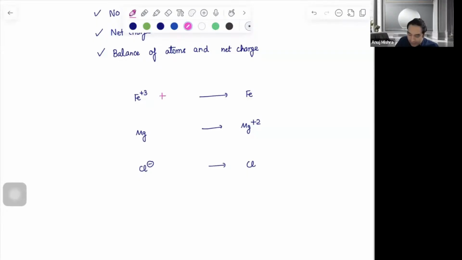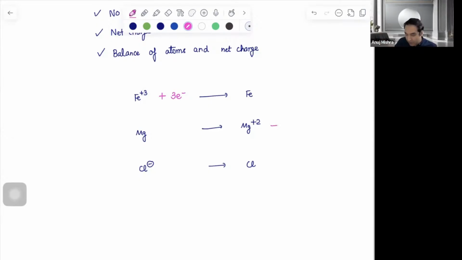By adding 3 negative charge of electron here, so that 3 positive and 3 negative will take care of each other. And this is our balanced equation. Is it okay? Now these equations are basically half equations, or we can say half reactions, because it's having electron in it, right? It's not a complete reaction as such.